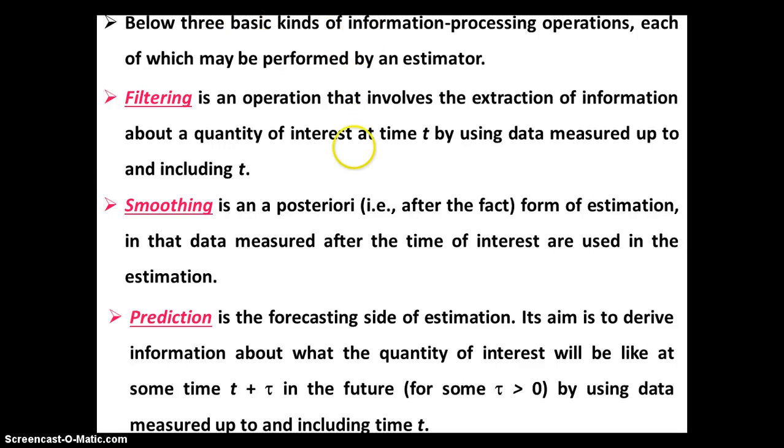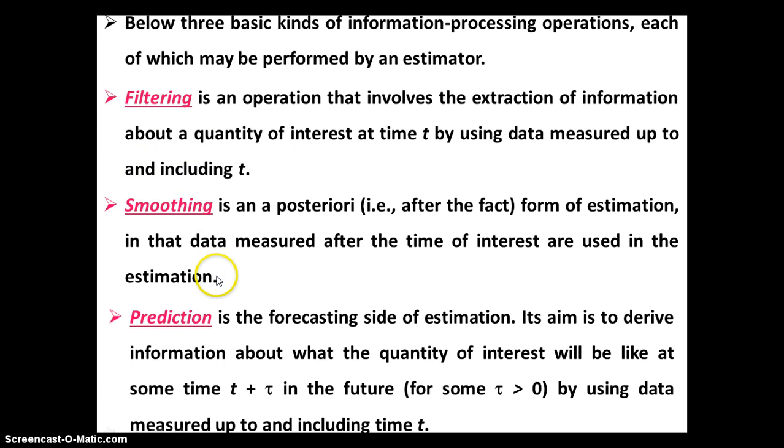Filtering is an operation that involves the extraction of information about a quantity of interest at time t by using data measured up to and including t. Next, the smoothing operation is an a posteriori, after-the-fact form of estimation, in that data measured after the time of interest are used in the estimation. Filtering is simply an operation which involves the extraction of information of interest from noisy data, whereas in smoothing, after the fact, the information will be utilized, and the data measured after the time of interest are used in the estimation.